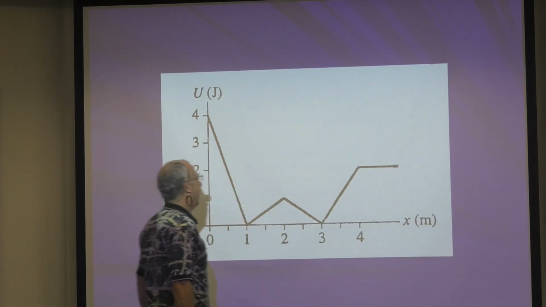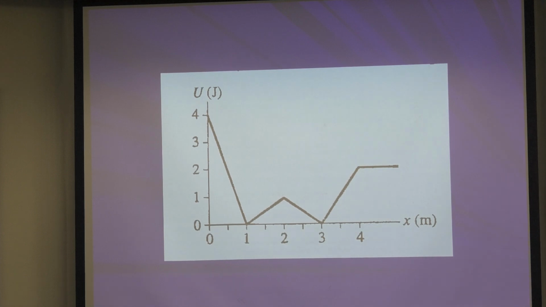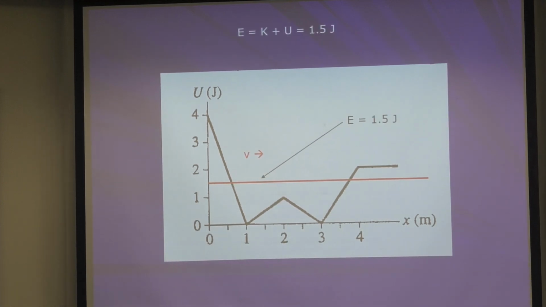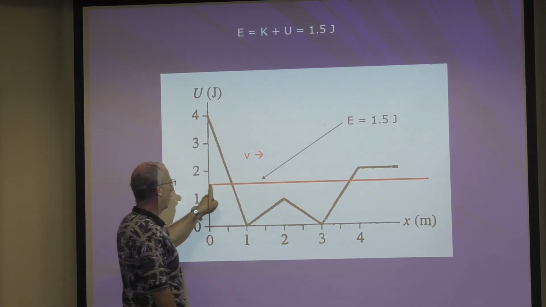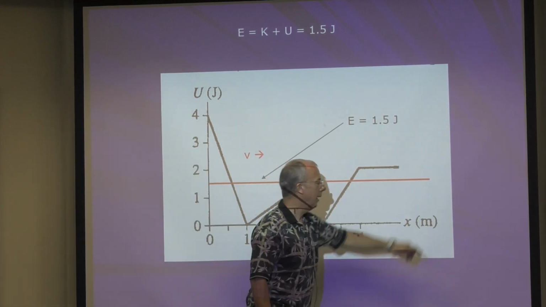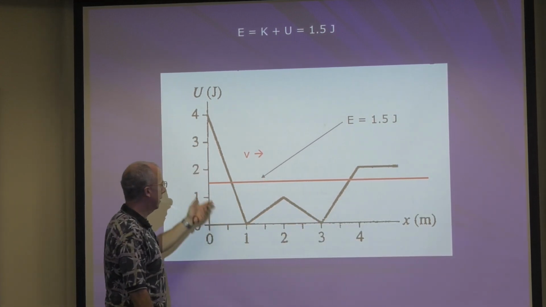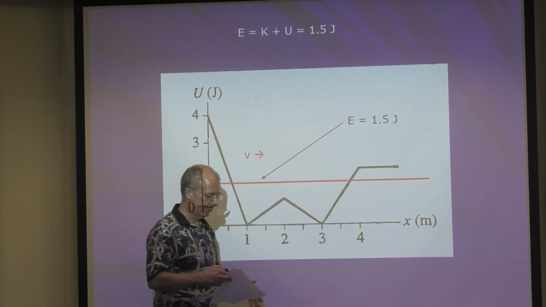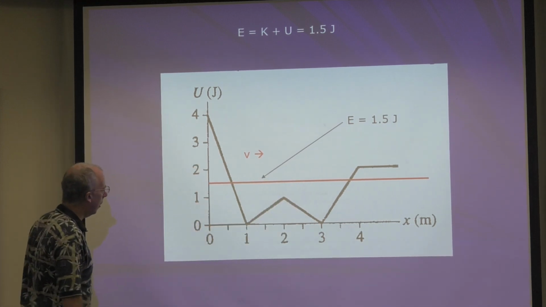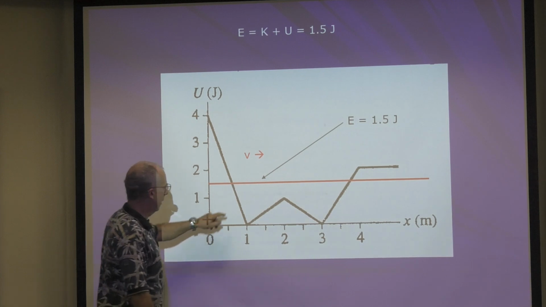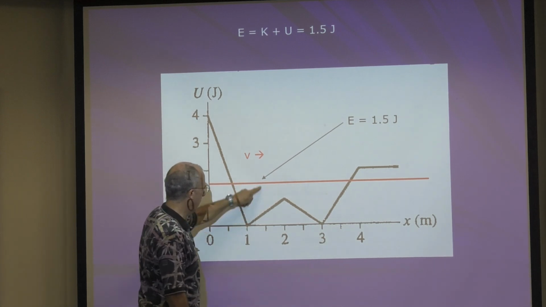Okay, all right. Now, but we don't have the total energy drawn yet, so we can't figure out the kinetic energy. So there you go. So this is the total energy, 1.5 joules. And let's say that this object is moving in this direction, all right? So this is the kinetic energy, right?